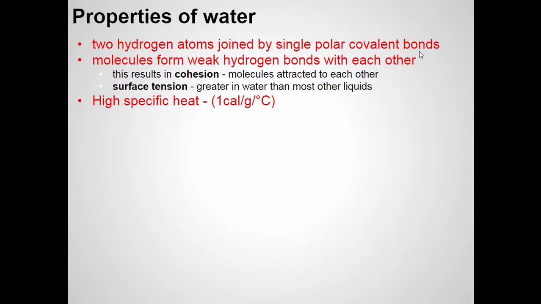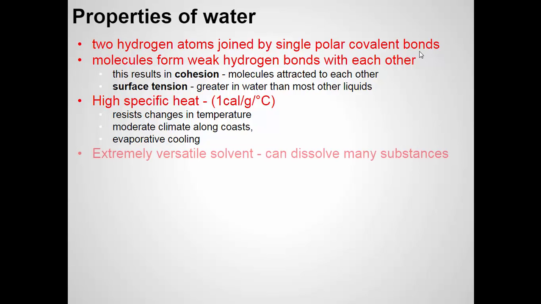Water also has a high specific heat. It takes a lot of energy to change the temperature of water. It resists changes in temperature. That's one of the reasons why coastal areas have more moderate temperatures, because the water around them resists quick, large changes in temperature. It's also why when sweat evaporates from your skin, it helps cool you down, because it's absorbing a lot of energy to change into a gas.